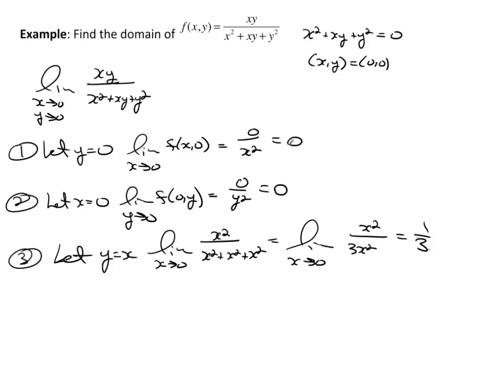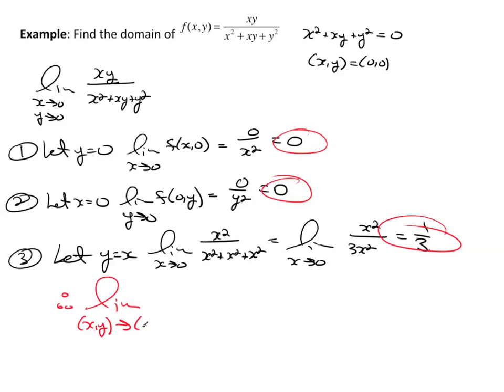So I have this path taking me to 0, this one taking me to 0, and this one taking me to a third. Therefore, the limit as (x, y) goes to (0, 0) of xy over x squared plus xy plus y squared does not exist, because I was able to get two different limiting values by two different paths.